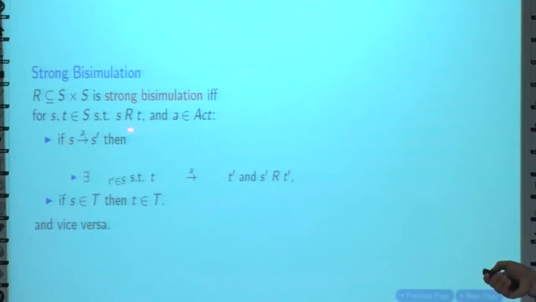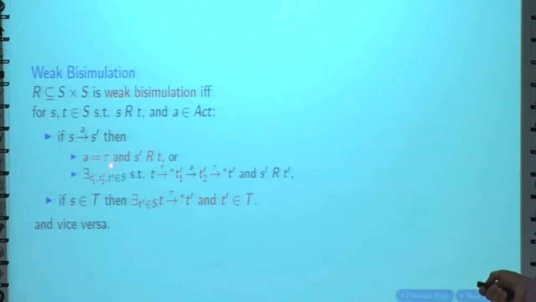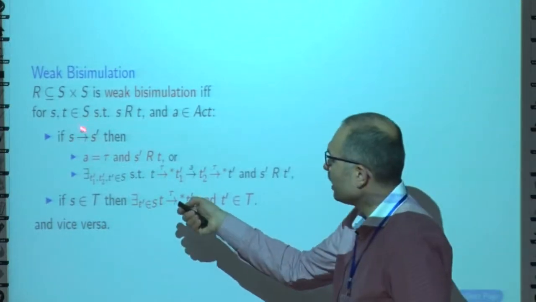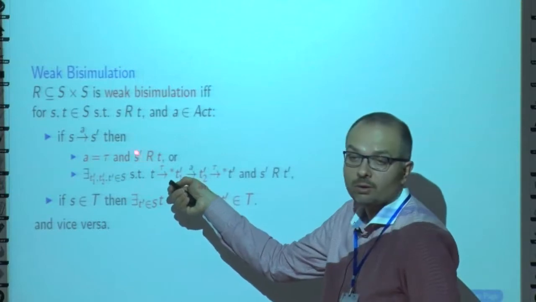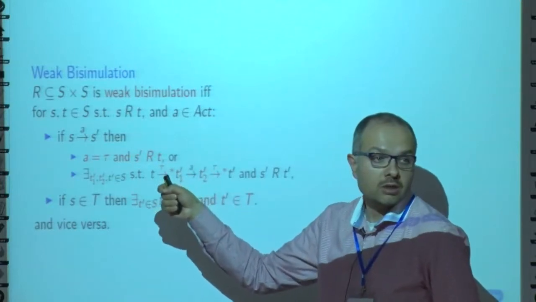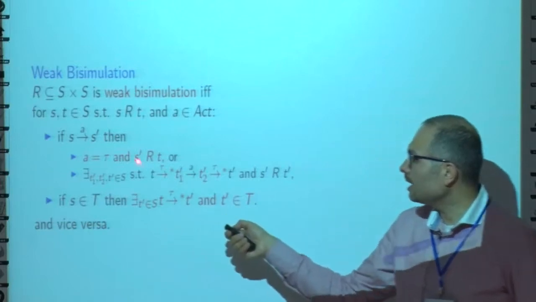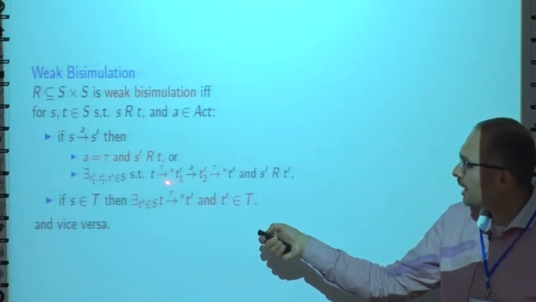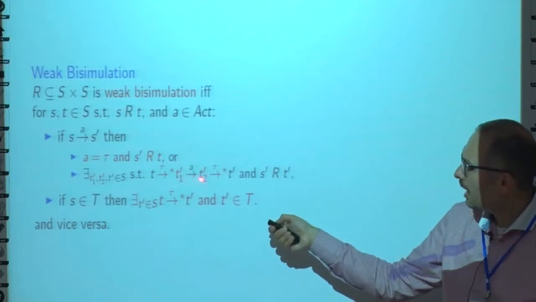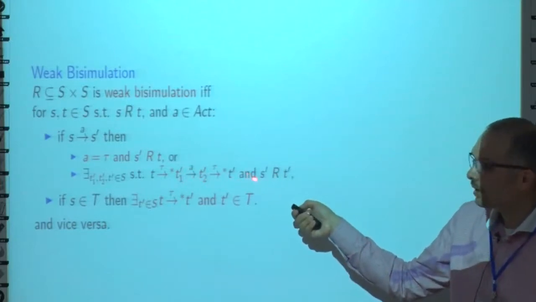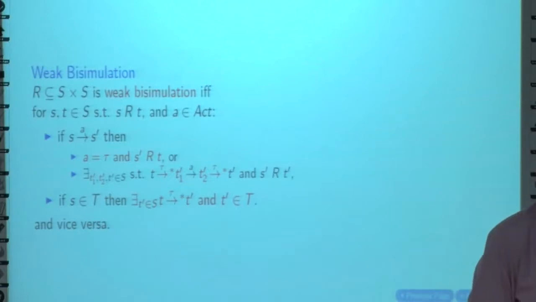If you pick two related states, if s can make a transition, t should be able to mimic it to t primed. Now we extend it by two different rules. One is that either this a is a tau, then t is allowed to stay there, do nothing basically. If you do a tau here, you do not have to evolve at all. You can stay in the same state where you were before. Right? And likewise, if this is not tau, then you can do a number of taus, and then do an a, and then a number of taus, and then the targets should be related. That's the formal definition of weak bisimulation.